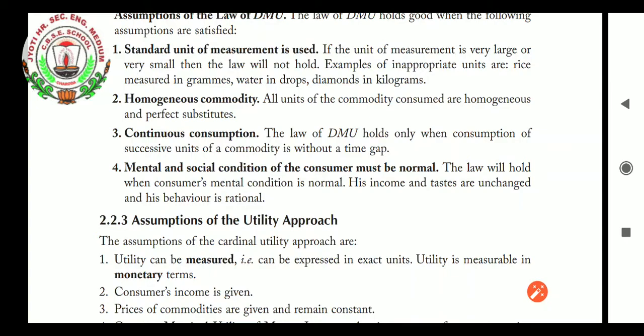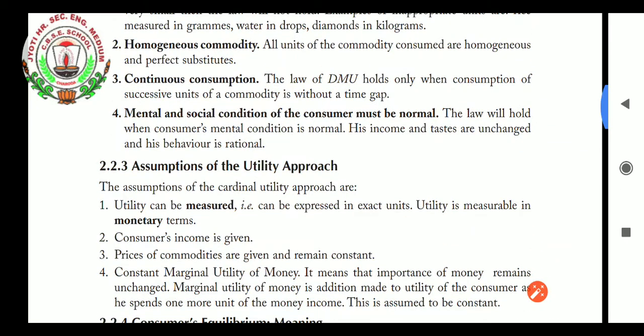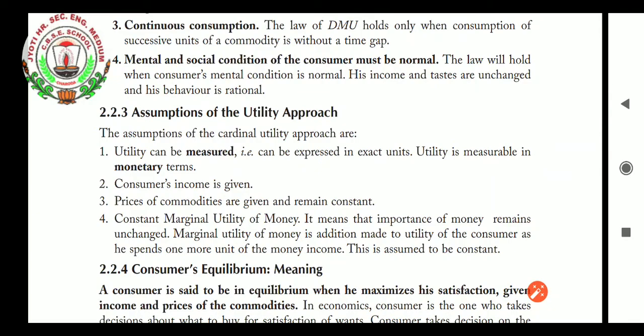Mental and social condition of the consumer must be normal. The law will hold when the consumer's mental condition is normal, his income and taste are unchanged, and his behavior is rational. Then only we can understand the diminishing marginal utility.